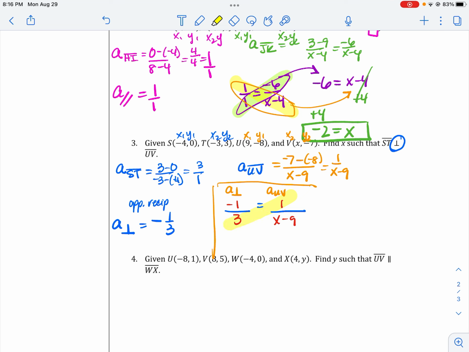We cross multiply, so that's 3, and we cross multiply, so that's negative 1 times x minus 9, so that when I distribute, 3 equals negative x plus 9. So we're going to subtract 9 from both sides. Negative 6 equals negative x. And then we divide by negative 1 to cancel that. And x is 6.